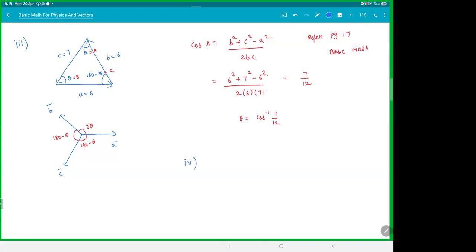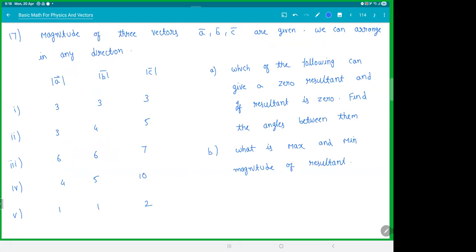The fourth one, yeah, it can't be, not possible. Can't get a zero vector. But what is the maximum value? Just add them up. What are the vectors? 5, 4, 10.